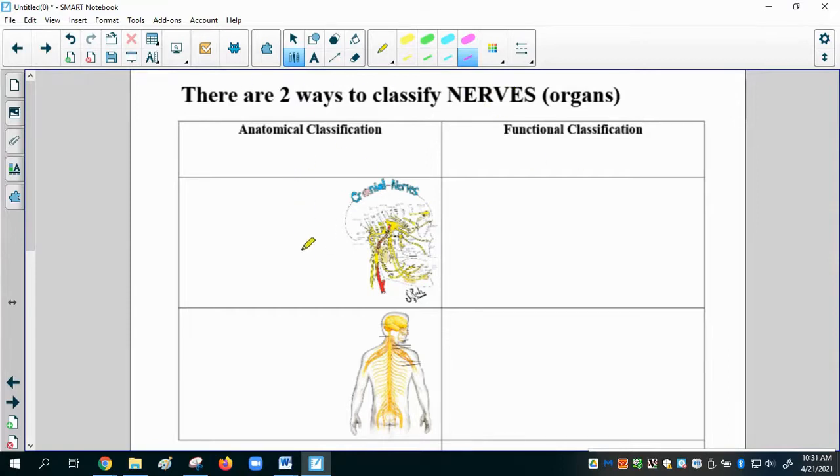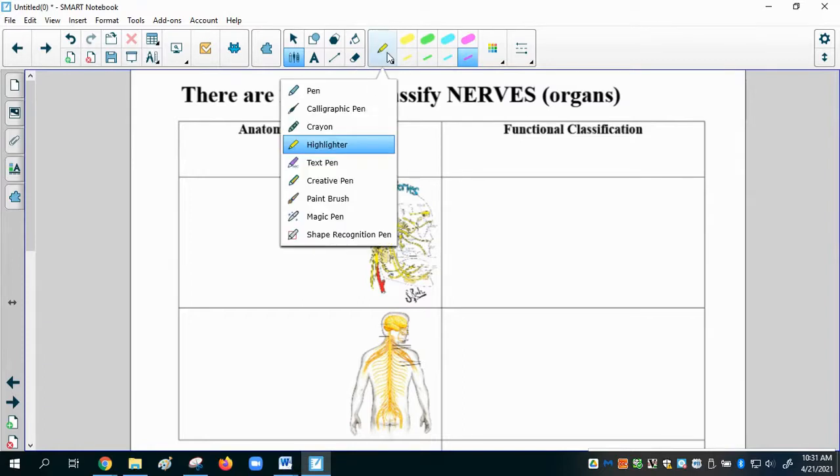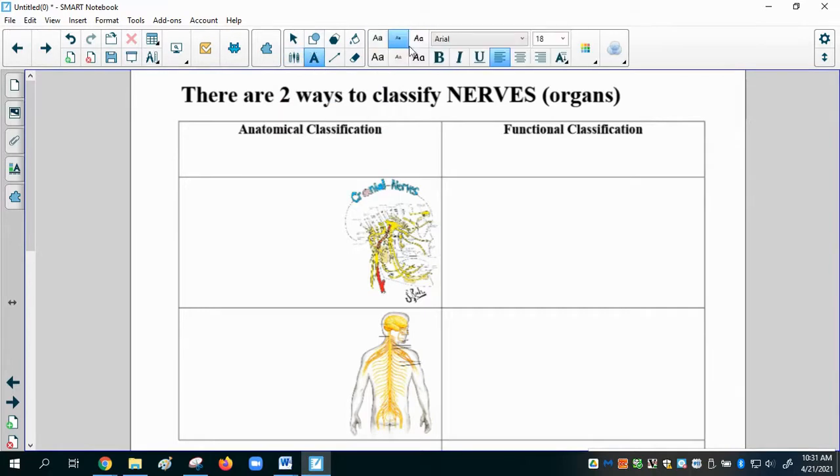We've already talked about how to classify them anatomically. And I know that sounds really fancy, and it turns people off when you hear big words like that and you don't want to think about it. But anatomically just means, where are they located? What are they connected to? So if we're basing it on location or what part they're connected to, we have 2 types of nerves.